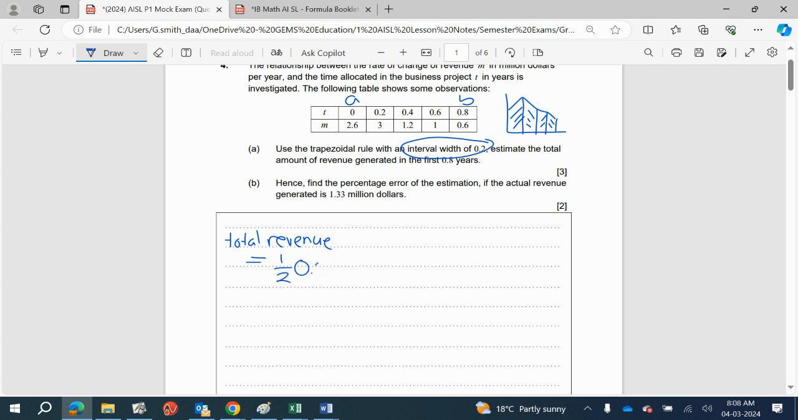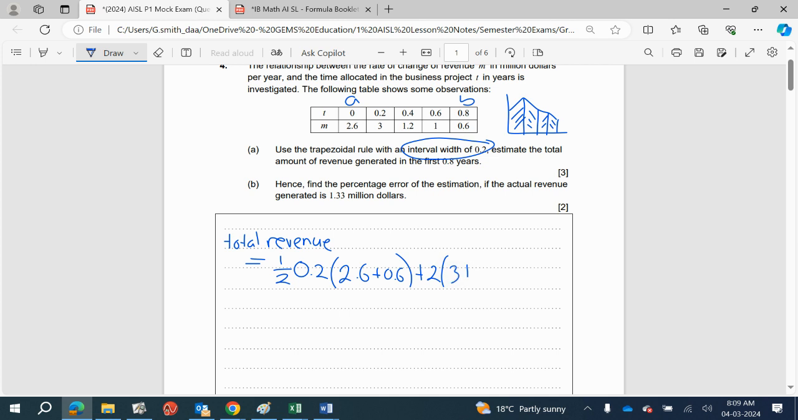So we need a half times 0.2. Then we need the first and last values, which is 2.6 plus 0.6, plus 2 times, and then we need these three values: 3 plus 1.2 plus 1. You've got to make sure you get this bracket in here. Do we not include the 0.6? The 0.6 is here. So what's n minus 1? The n minus 1 is this value here.